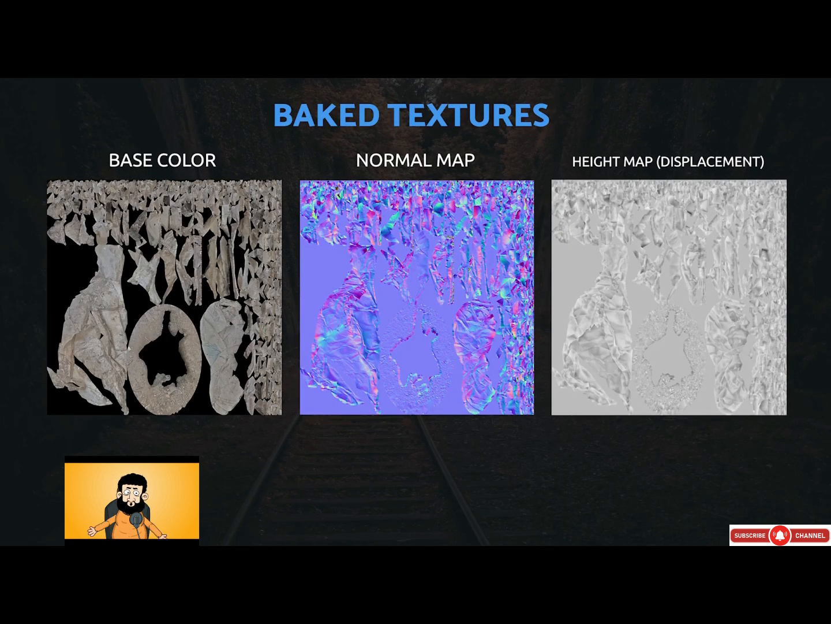So what we're gonna do is bake 3 maps. The displacement map from multi-res modifier, the normal map from the high poly version of the model, and the diffuse map or the base color map from the high poly version as well. Let's start with the trickiest one, the height map.